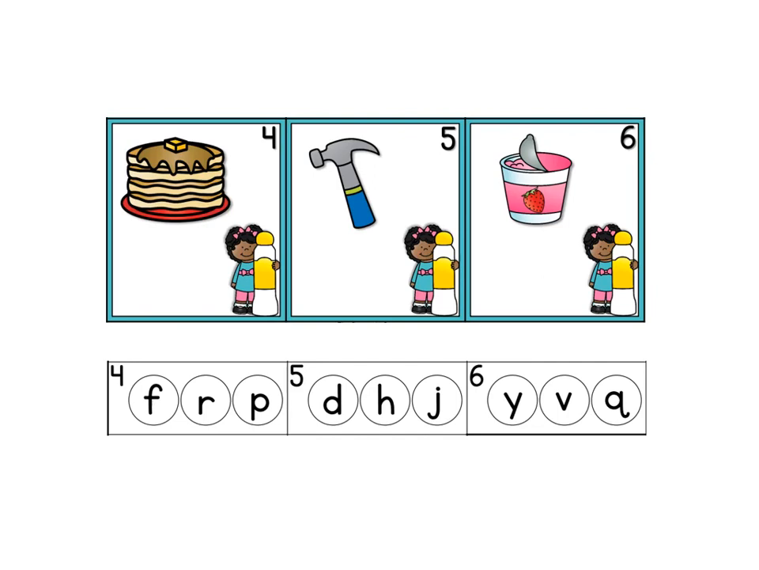If you said the letter P, then you are correct. We're going to color in the letter P. Okay, moving on to picture number 5. Okay, this is a picture of a hammer. Good job, kindergarten. Okay, H, A, M, R. Hammer.